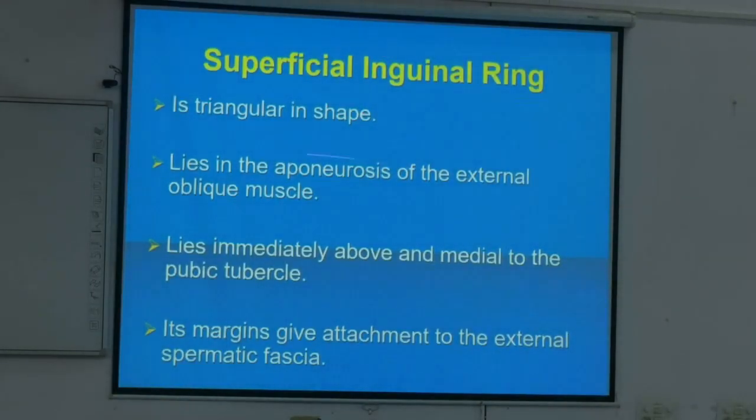Next, we will go to superficial inguinal ring. It is triangular in shape, lies in the aponeurosis of the external oblique muscle, and it lies immediately above and medial to the pubic tubercle. Its margins give attachment to the external spermatic fascia.